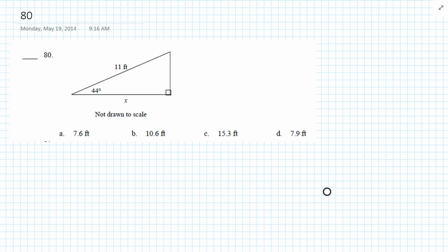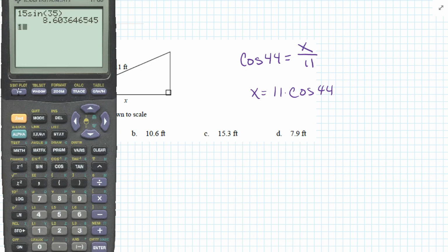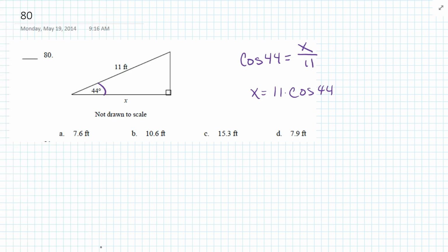Number 80. Okay, we know this angle. Need to know the adjacent, but we know the hypotenuse. So the cosine of 44 would equal adjacent over the hypotenuse. So x is going to equal 11 times the cosine of 44. 7.9. So x equals 7.9. Answer is D.